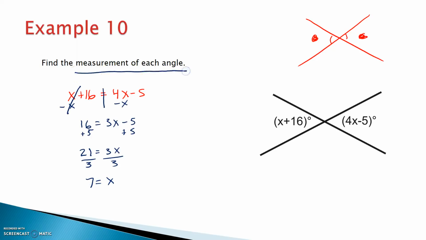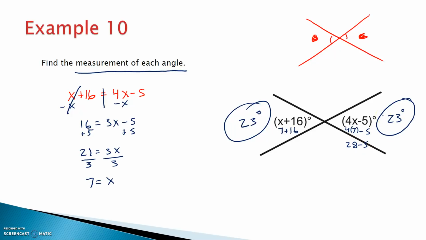Find the measurement. Okay, I'm not asking for the value of x. I needed the value of x, but I need to take this and plug it back in. So if I take 7 plus 16, guys, that's going to give me 23. Okay. What happens if I take now 7 and I plug it in for x on this side? Well, what's 4 times 7? That's 28. 28 minus 5, guess what that's going to give me? 23 degrees. Hey, look at that. 23 degrees on the left, 23 degrees on the right. They're vertical angles, guys. They should be congruent.